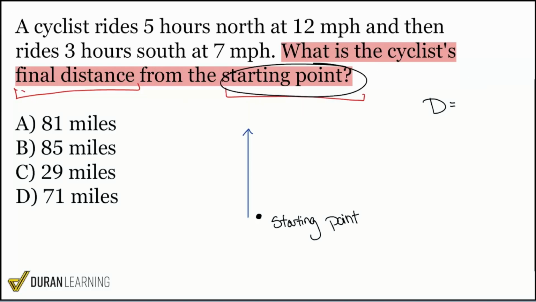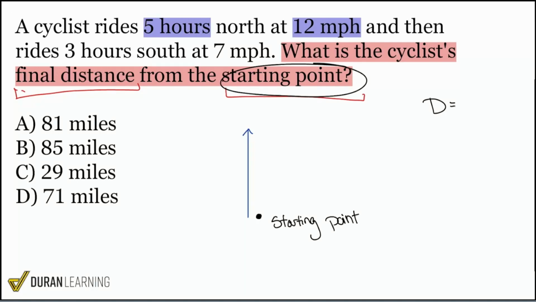Now, everybody, when the cyclist headed north, what are those pieces of information that we were given? I see here that we're given 5 hours and 12 mph. What are we going to categorize those as? Yeah, the 5 hours, that's going to be time. The 12 mph, that's going to be the rate. Exactly. Perfect.